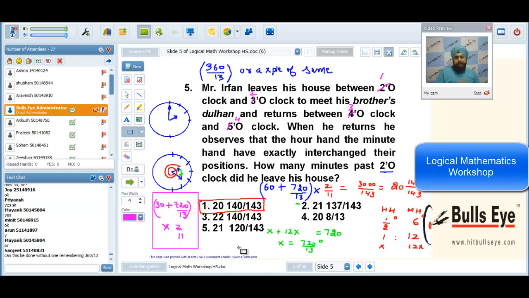Yes, Sanjeet, you can just remember 360 by 13 once and for all. Whenever the hands interchange their positions, it is 360 by 13 or a multiple of the same. And you can't answer this without finding this value.